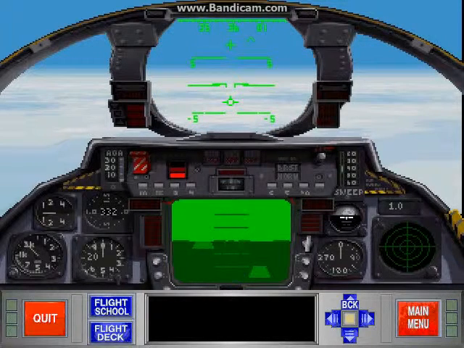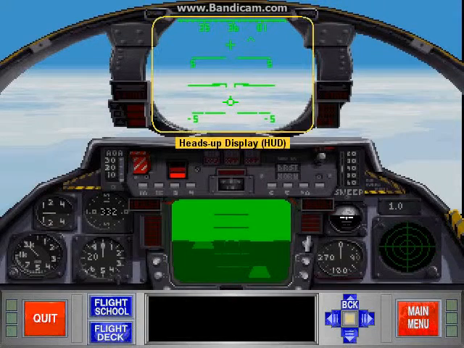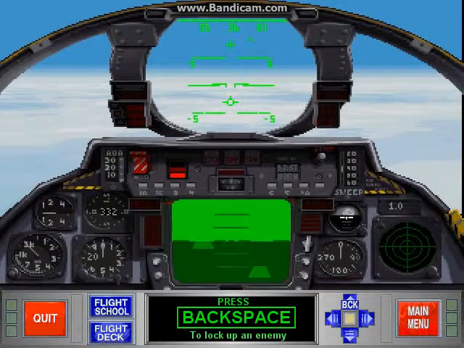You have just broken lock on an enemy aircraft. Navigational information is now displayed on the heads-up display. To reacquire the target, press the backspace key.